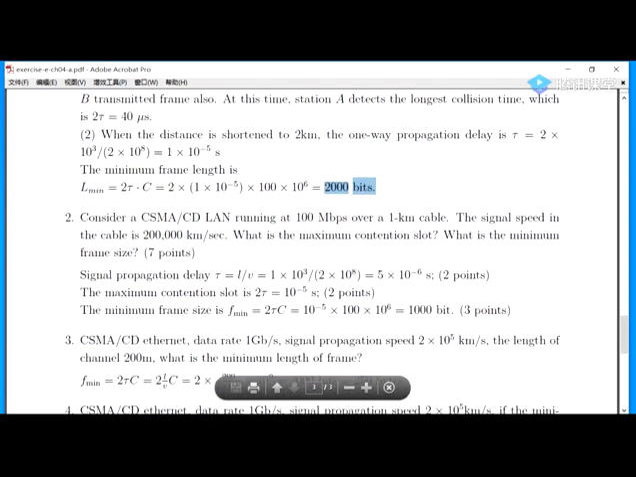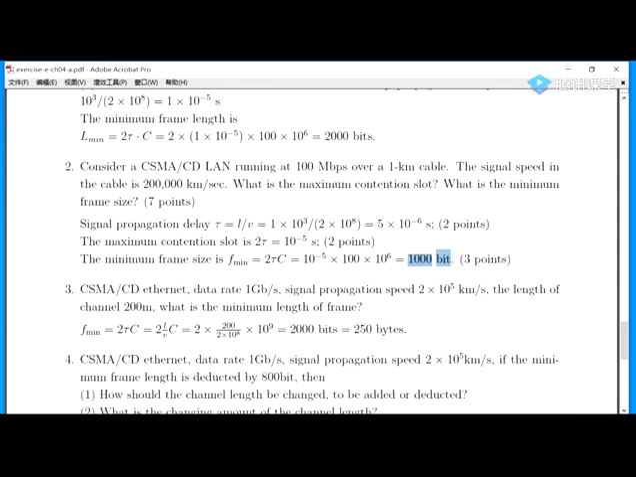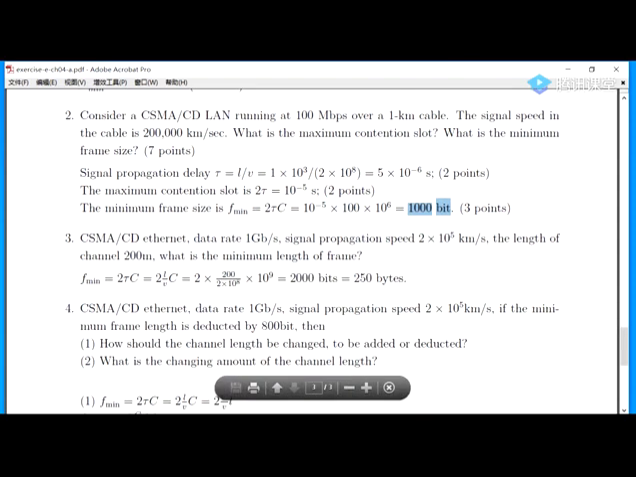It's very easy. So the maximum contention slot is 2 tau, so it is 10 microsecond, right? The minimum frame size is F min or L min, or both okay. L min or F min is 2 tau times capital C, the data rate. So we get 1000 bits. It's easy, right?